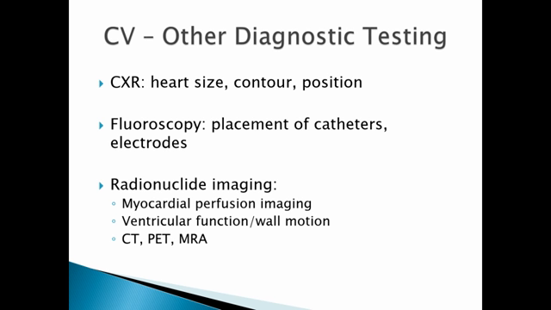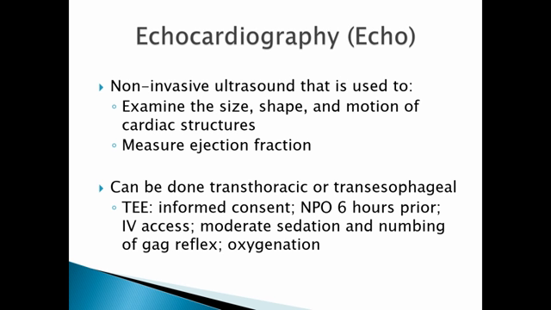They also have radionuclide imaging. This is where they're giving essentially a radioactive substance, and they take pictures. So we can look at that to evaluate the myocardial perfusion through the coronary arteries. They can look at ventricular wall function. They also do things that have non-nuclear components, so CT, PET scan, MRA, and echocardiography, which is different than an electrocardiography. So it's very important that you understand the difference.